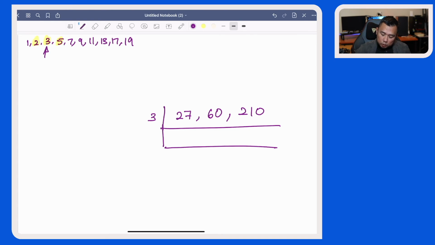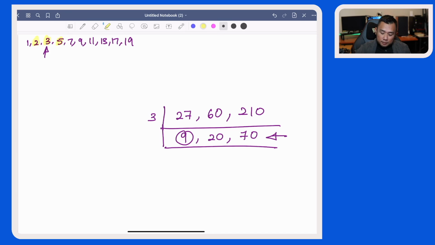And now let's work out 27 divided by 3, that's 9. 60 divided by 3, that's 20. And 210 divided by 3, that's 70. Now let's check this line here to see if all these 3 numbers can be further divided by the number 3. Well, the answer is no, because only 9 is divisible by 3. The other 2 numbers are not divisible by 3.